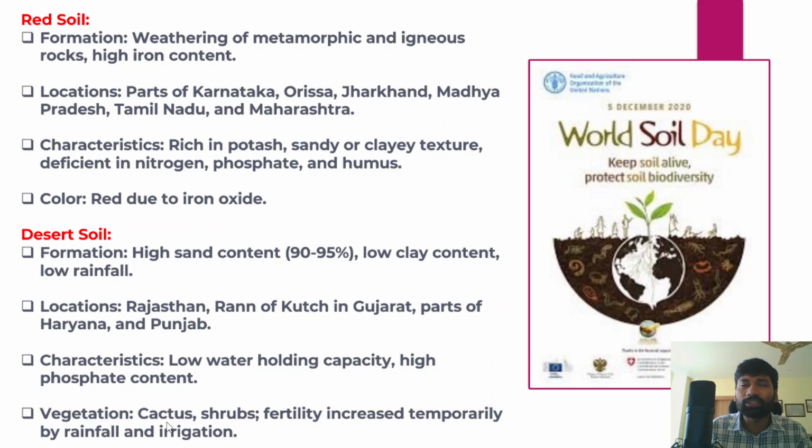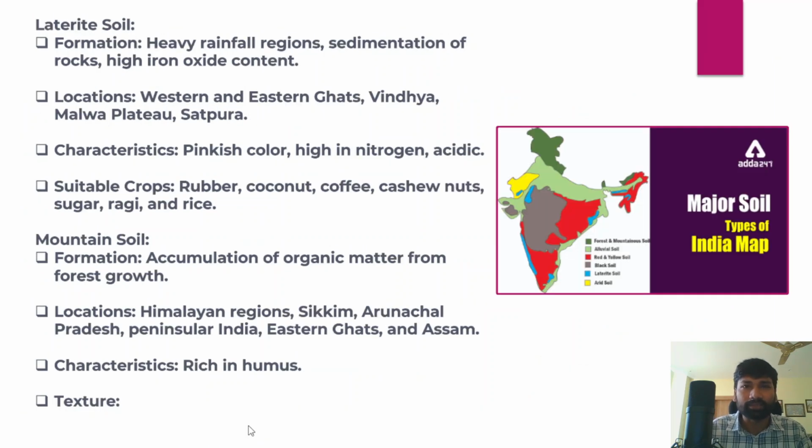The plants which we very often see include cactus and shrubs, and the fertility of these desert soils can be increased temporarily by rainfall, and even by bringing those lands under irrigation infrastructure, so that we can significantly improve the fertility of those soils. We can also bring them under cultivation. And after that, the laterite soils also. So this is another variety of soils.